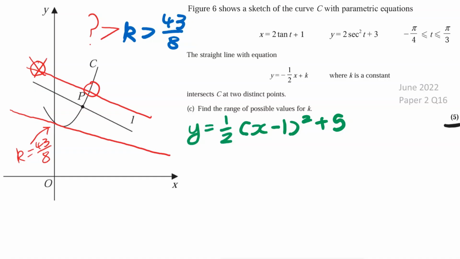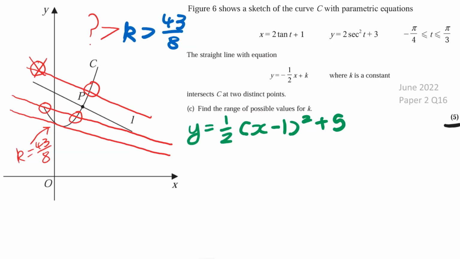Okay, well, the biggest value that k can have is for this line here, where it has 2 points of intersection. Anything bigger than this, like this for example, you still have the point of intersection here, but you don't have the point of intersection here. So this line here that I just drew is the biggest value that k can have. This is kind of the highest that the line can be. So what is the k value for this line?